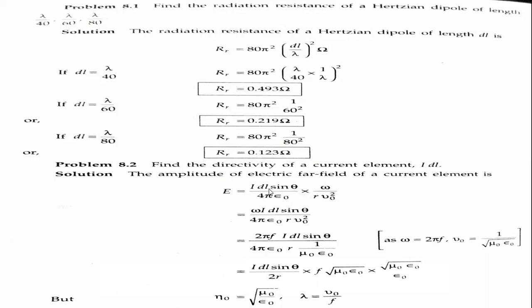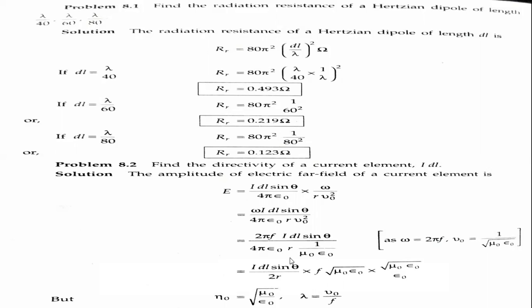Here I is the current, dl is the differential length. Sine theta and cos theta totally depend upon how they are placed. Omega is the angular frequency, r is the radius, and v0 is the velocity of propagation. In the yesterday case also we found v0 equals 1 by root of mu 0 epsilon 0. Here it is v0 squared, so instead of squaring, directly you can take 1 by mu 0 epsilon 0, and these are two constant values: 4 pi into 10 raised to the power minus 7 and 8.854 into 10 raised to the power minus 12.